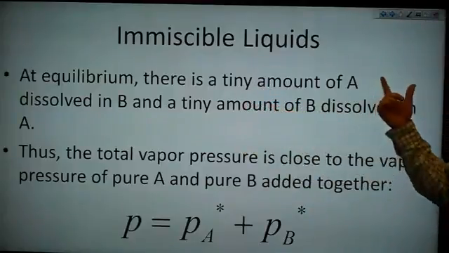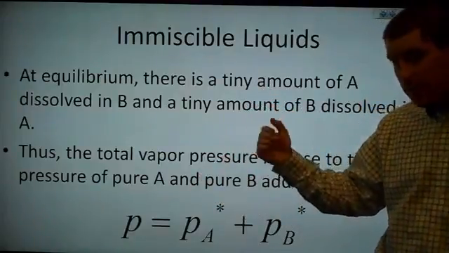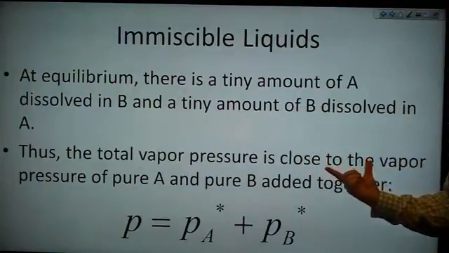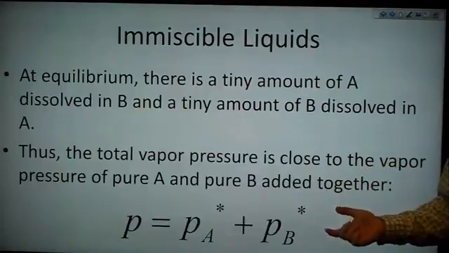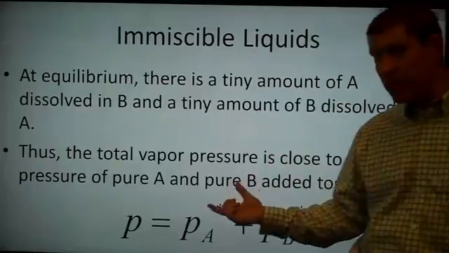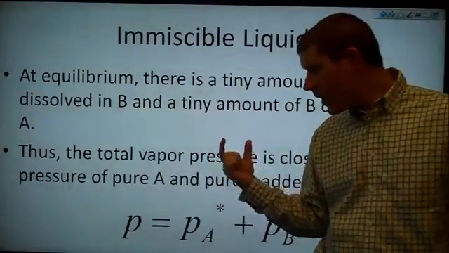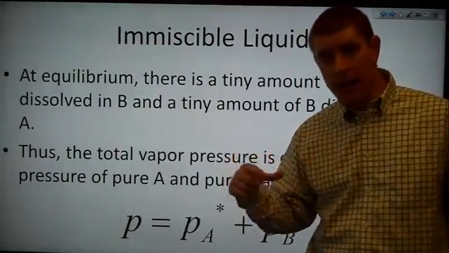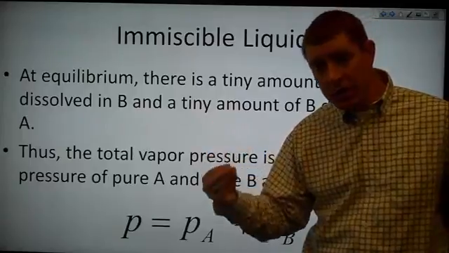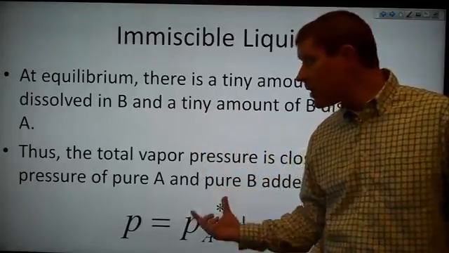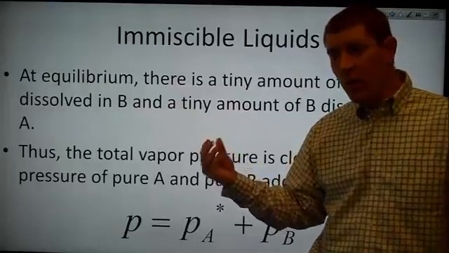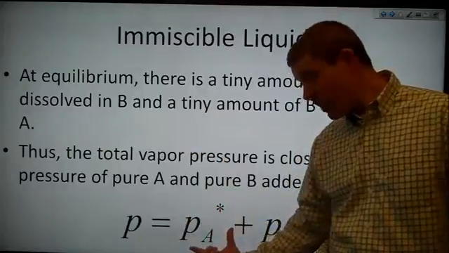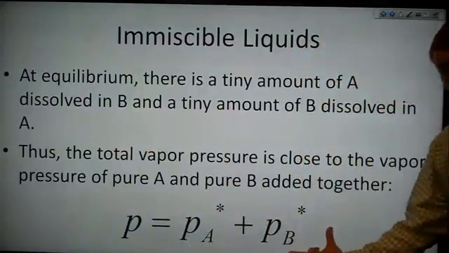So at equilibrium, there's a tiny amount of A dissolved in B, if it's immiscible, and there's a tiny amount of B dissolved in A. And this means that the total vapor pressure is close to the vapor pressure of pure A and pure B added together, because we know that the vapor pressure of A will be the mole fraction of A in the phase that it's in the liquid. Well, if it's mostly A and just a tiny amount of B dissolved, then the mole fraction of A is really close to 1, which means that the vapor pressure of A is really close to the vapor pressure of pure A. And likewise for B.